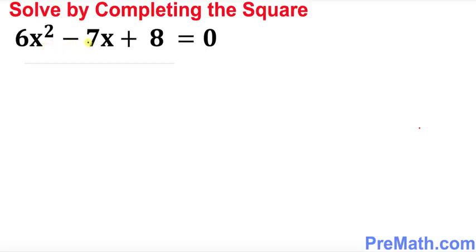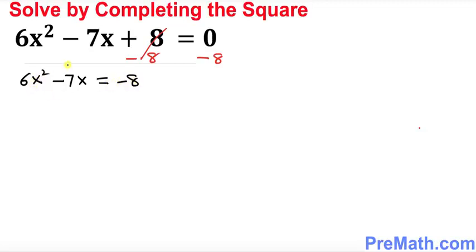So the very first thing I want you to make sure is that only the variables are on the left hand side. That means the 8, you must get rid of. So we're going to put -8 on both sides. So this is gone. What we've got right now is 6x square minus 7x equals -8.